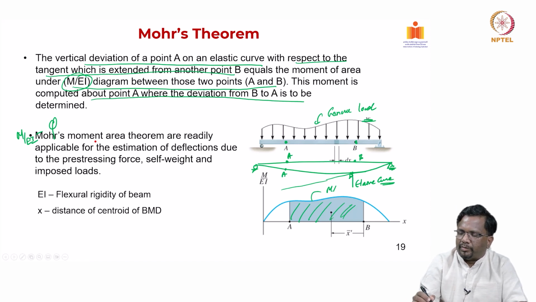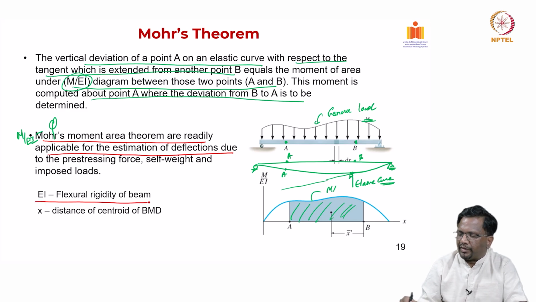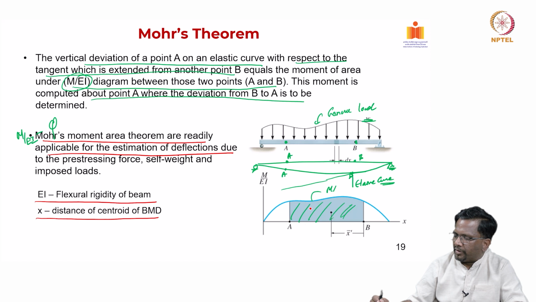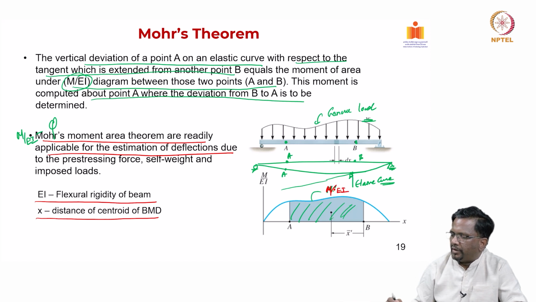Mohr's moment area theorems are typically readily applicable for estimation of deflection. So, now we can use the same moment area theorem given by Mohr for calculating the deflections for prestressed beams. Now, EI is your flexural rigidity of the beam and X is the distance of the centroid of the BMD. For example, this is your X. Okay, we are calculating where the centroid is, and you see here this is nothing but your M by EI, that is your curvature diagram, it is nothing but your curvature distribution.